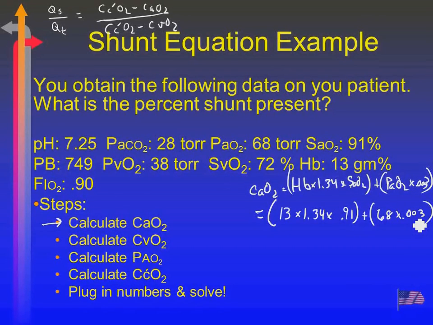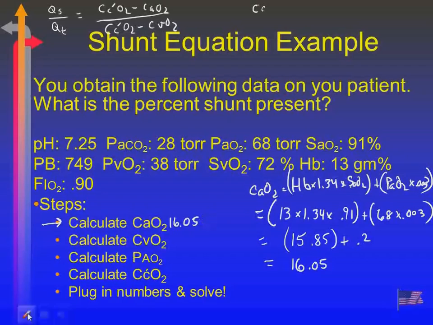Somebody got a calculator, can give me a hand on this? 13 times 1.34 times 0.91. And then 68 times 0.003. 0.2. So that would mean our oxygen content is 16.05. 16.05. Got it? Okay.